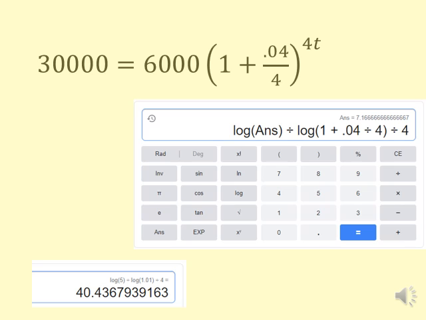People will sometimes ask, how do you know how to round your answer on a problem like this? You always could just write down everything, but it's usually okay to round to 1 or 2 decimal places, so I'd probably put 40.4 years. And when you do have compound interest problems, the answer is always in years.